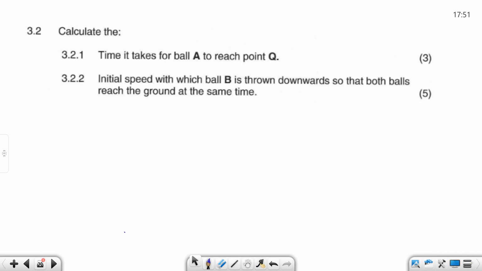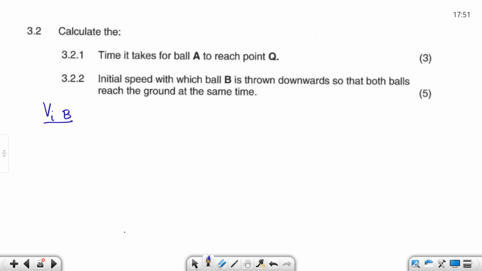VI, with which ball B is thrown downwards so that the balls reach the ground at the same what? Time. Let's check something here. How do we navigate through this calculation? It says we are looking for the initial velocity of B. Is that okay? With which B is thrown downwards so that they both reach the ground at the same time. Hold on. We have to think here.